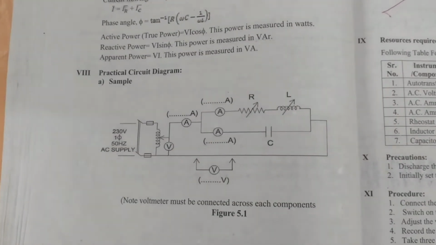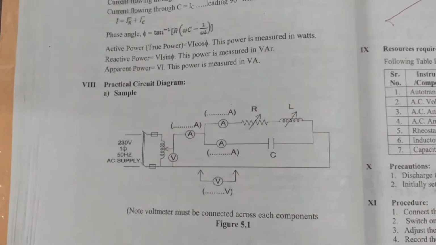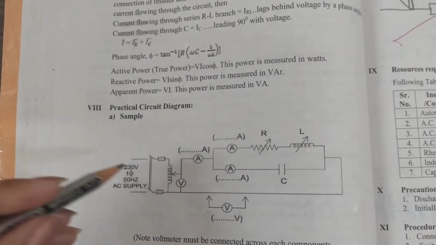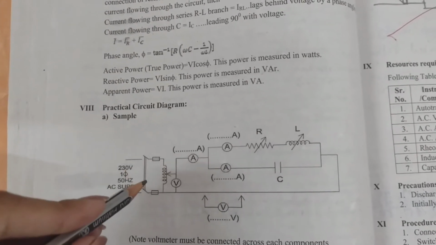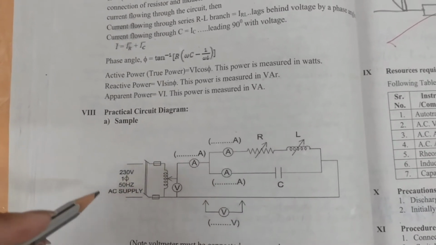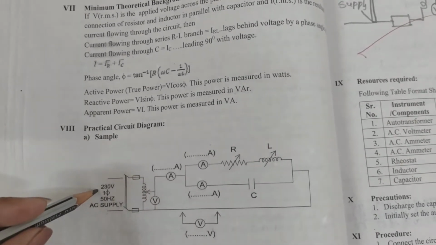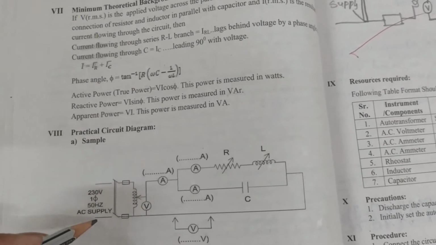This is the practical circuit diagram. In this circuit diagram, we connect one auto transformer and give it a single phase 230 volt 50 Hz AC supply. This auto transformer has two terminals, phase and neutral.